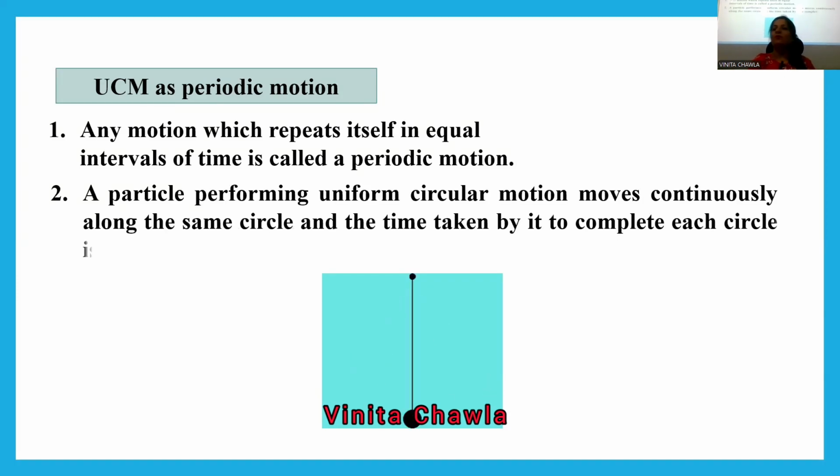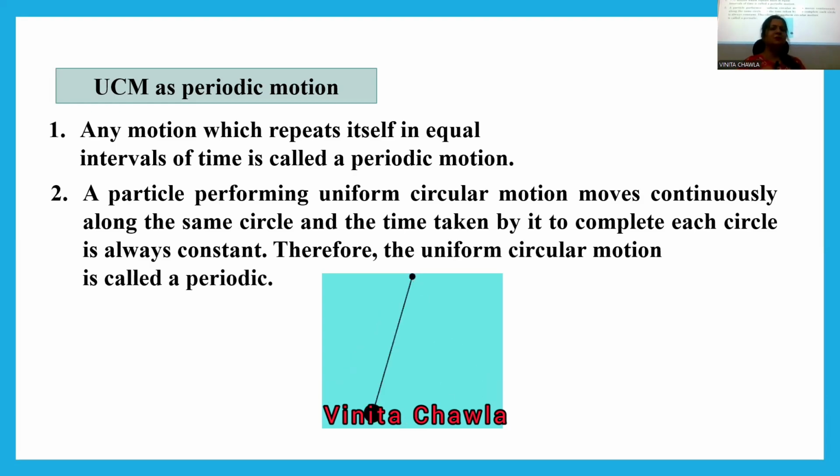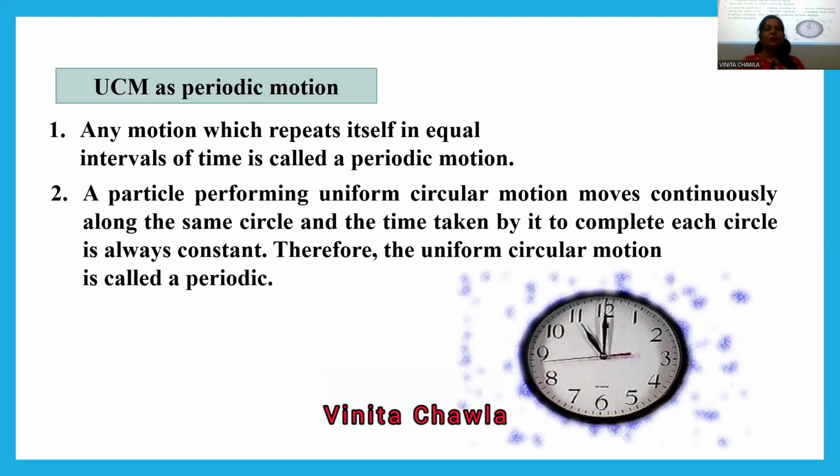A particle performing uniform circular motion moves continuously along the same circle, and the time taken by it to complete each circle is always constant. We call that time the time period of rotation, right? Therefore, uniform circular motion is also periodic. Okay, look at this.